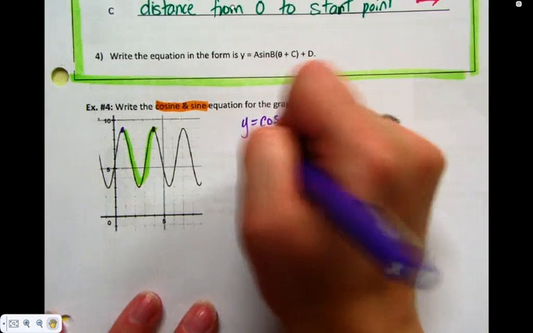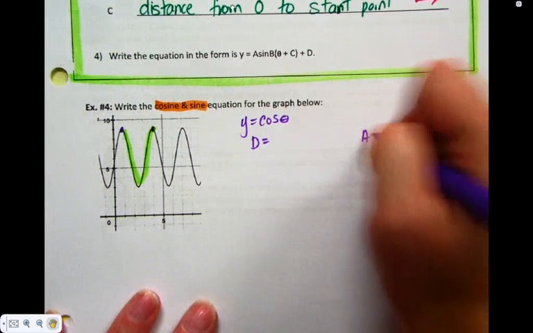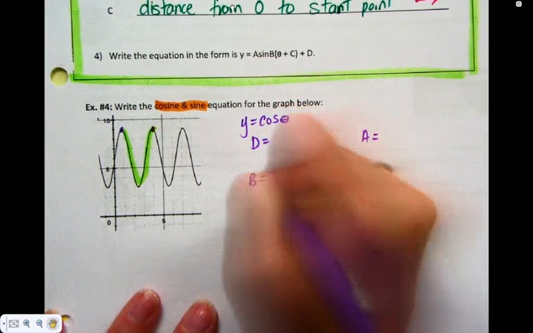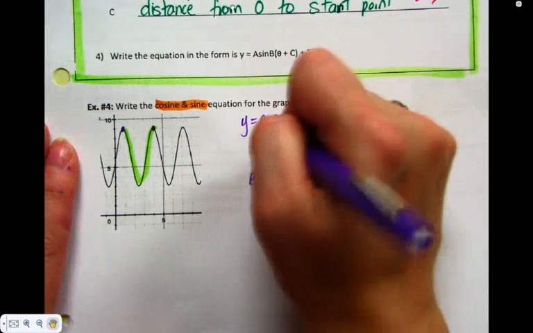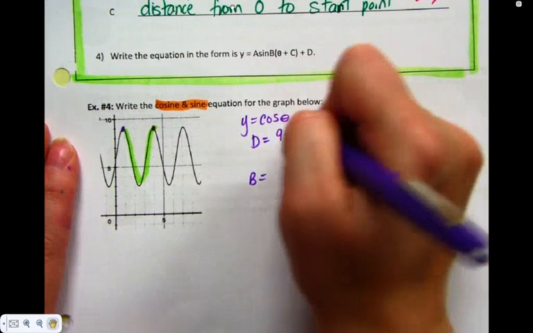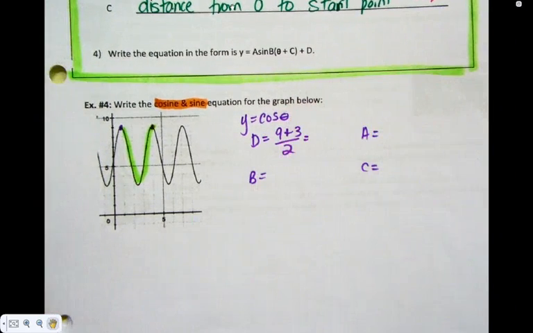I always start with D because it's a center line. From there I get A, then I get my B, then I get my C. How do we find D, or the center line? Max plus min divided by 2. It's just the average between the high and the low. Where's the max? Where is the min? 9 plus 3 divided by 2.